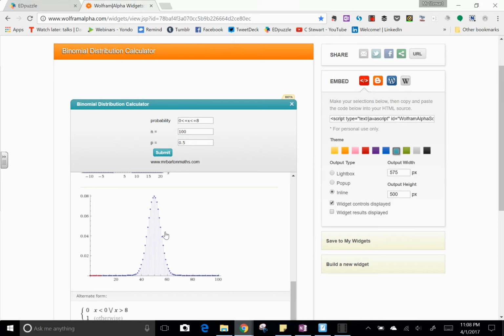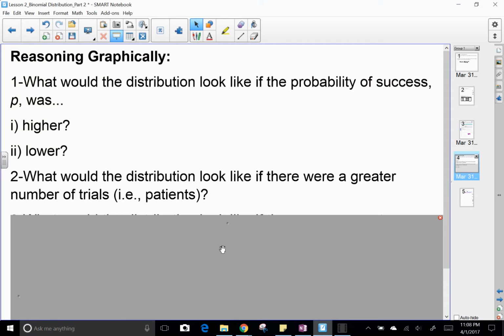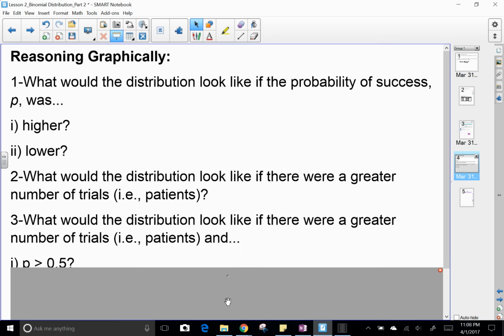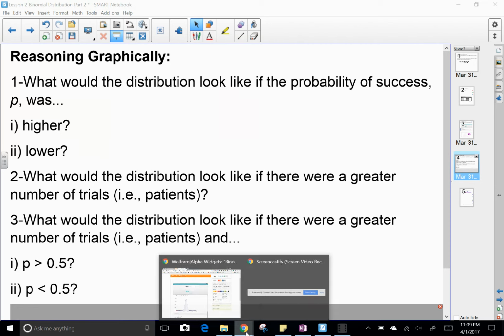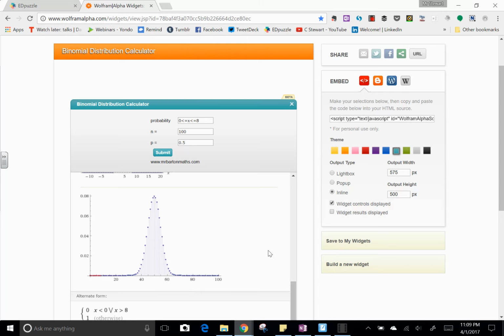Now we could also experiment. I believe I asked a third prompt. And the third prompt was then to take under consideration numbers 1 and 2. So what would it look like if we increase the n value, or the number of trials, and also experiment with the p-value being greater or less than 0.5? So what we're going to do is maintain the value of n at 100, and then we'll look at changing the value of p.